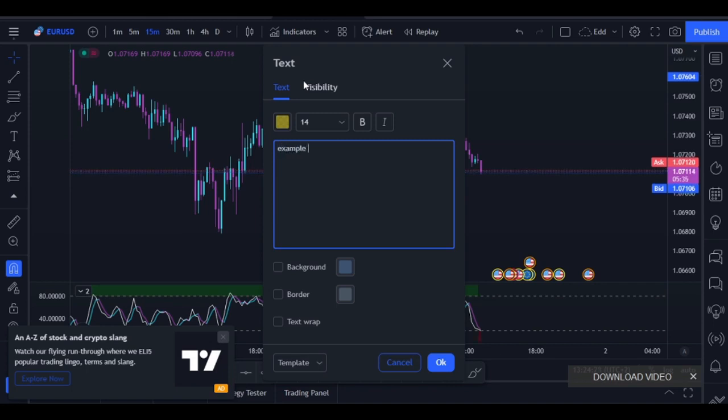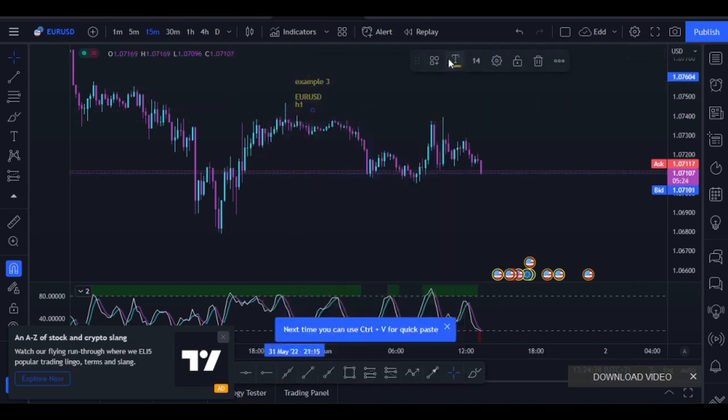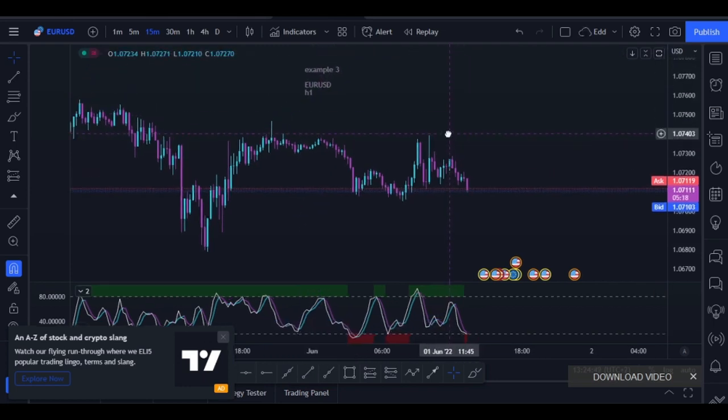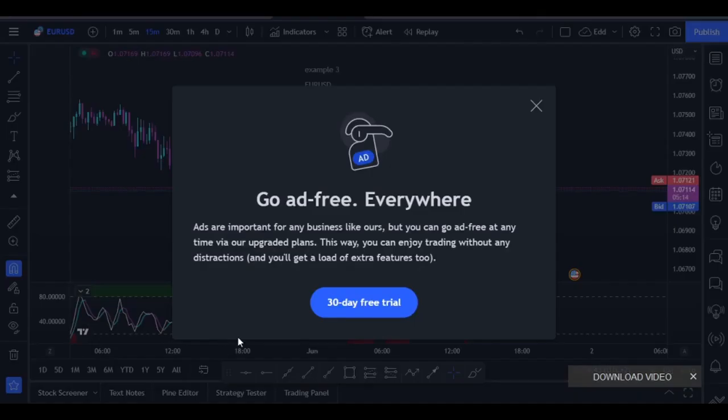Example 3. Euro USD, 1 hour. Let's make this like grayish. Okay, all right, now get this out of the way. Ugh, I hate these ads.